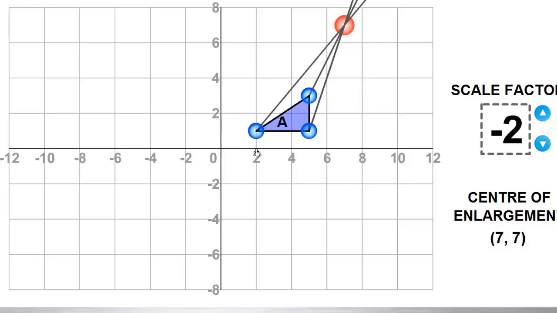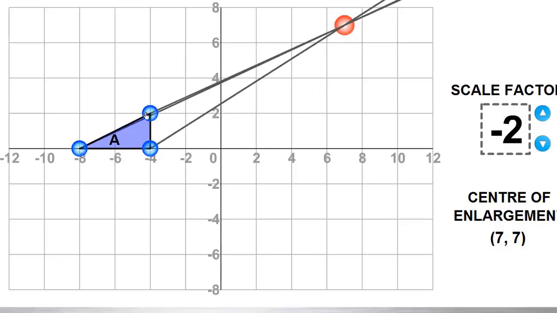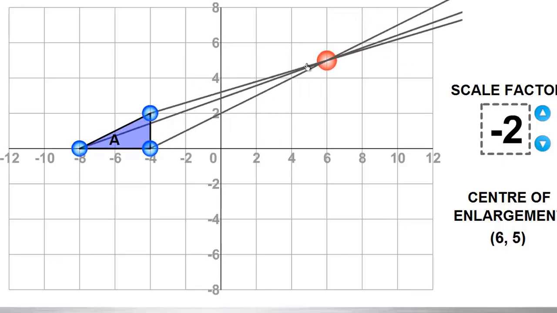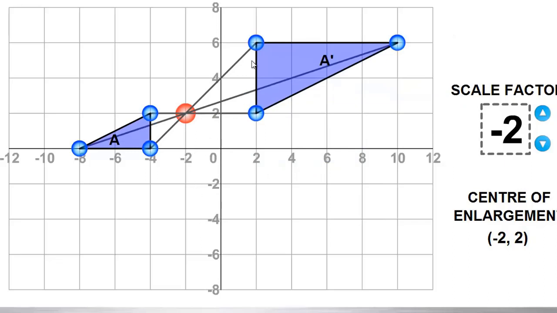Scale factor is negative. So let me remove the object somewhere so that you can observe it like this. Okay. Here. Now see, this is also twice as large. It is pretty observable, but the center of enlargement is between the object and the image. When the center of enlargement is between the object and image, you have to write down the scale factor as negative. That's the idea. So here you project it in this direction. You join this and you will see that they're between the object and the image, and that will give us the center of enlargement. This time it is -2, 2.